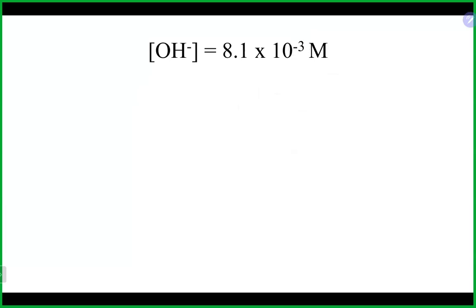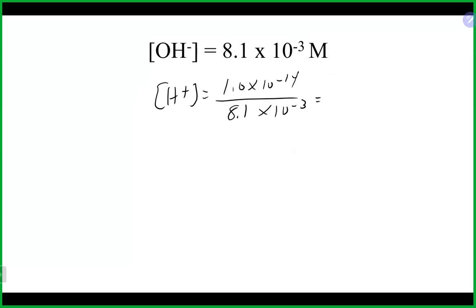All right, next one, same deal. We're going to go H plus equals 1 times 10 to the minus 14 divided by 8.1 times 10 to the minus 3. That gets us 1.2 times 10 to the minus 12 molar in this case.